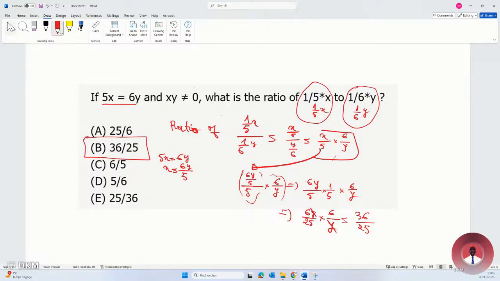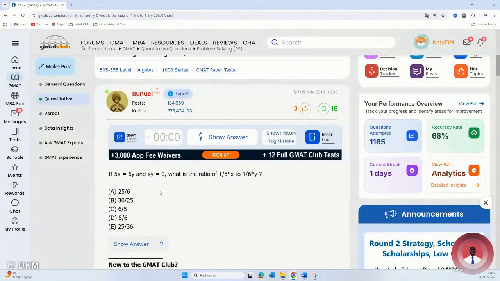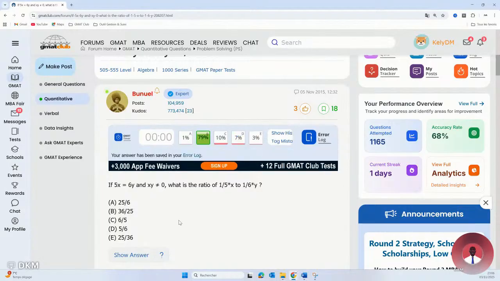Answer B. So let's come here. Answer B is the correct answer. Let's move on to question number 9.